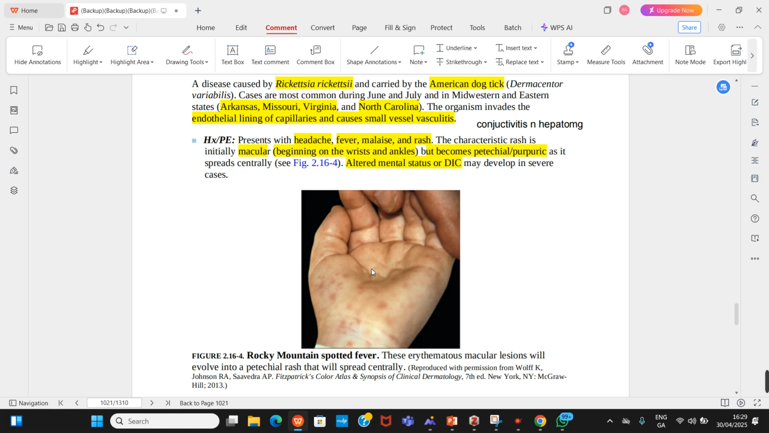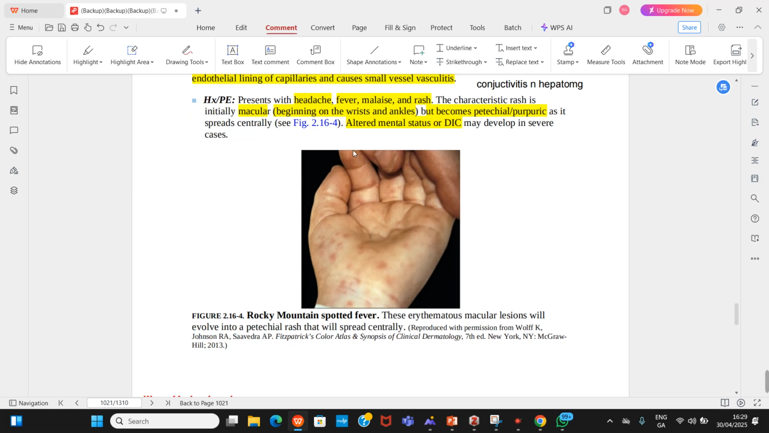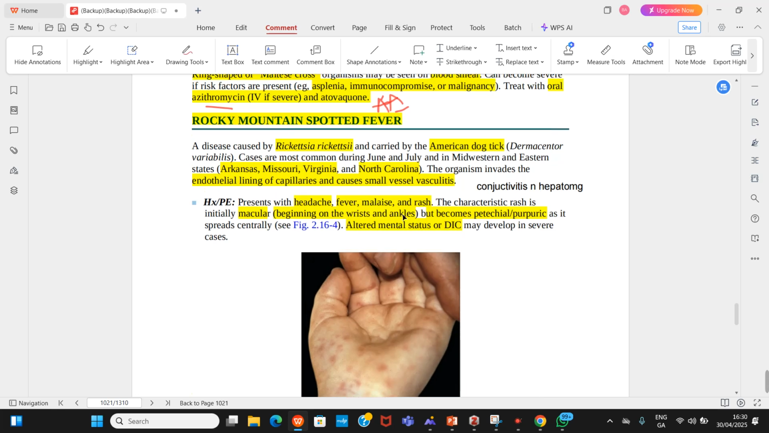So it usually starts as a complaint of fever, headache, then the rash will now start. So they say they are feverish, they're having headache, the rash will now start. So how does the rash start? The rash is going to start here at the wrist of the hand and at the ankle of the leg. Then it will spread downwards. So from the ankles, it will go to the sole. From the wrist, it will go to the palm. So if you have a rash that is spreading in that kind of manner, think about Rickettsia rickettsii.